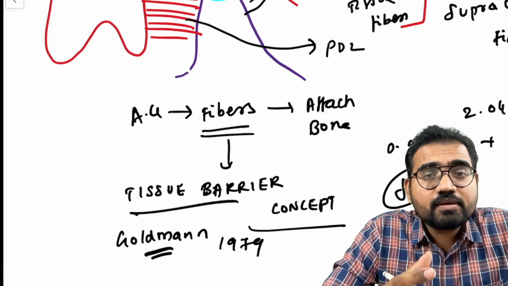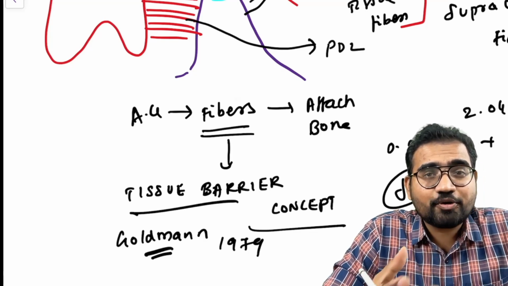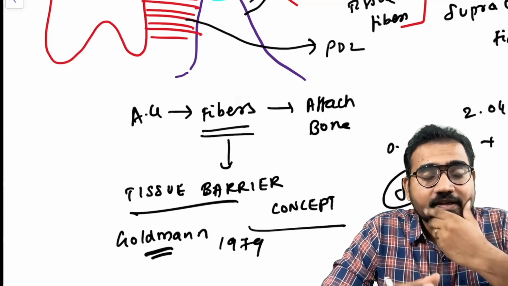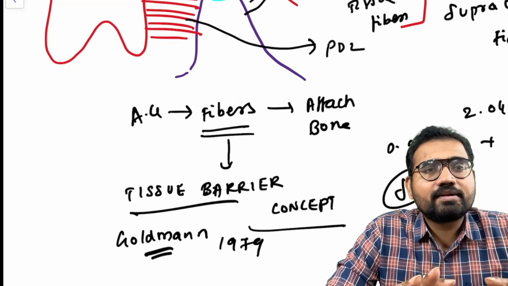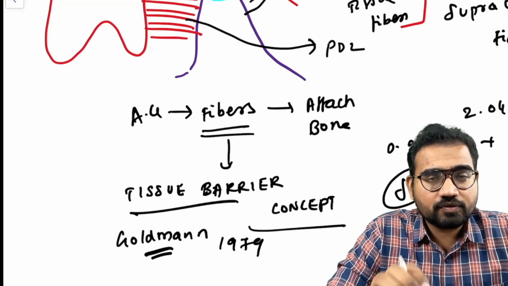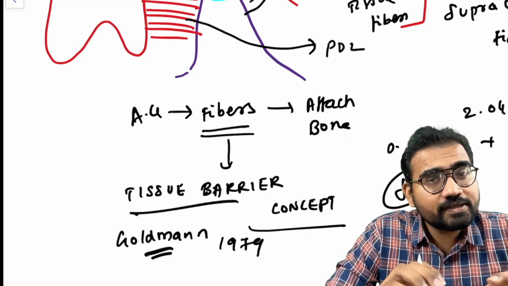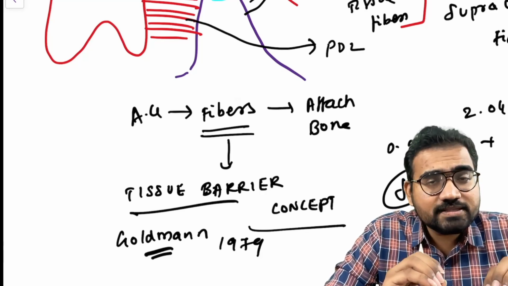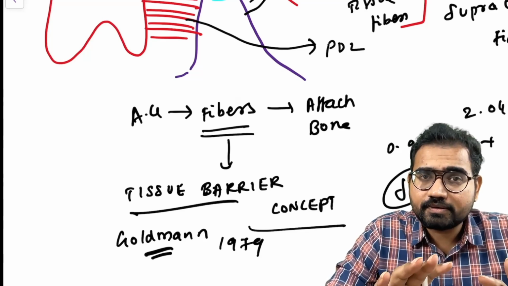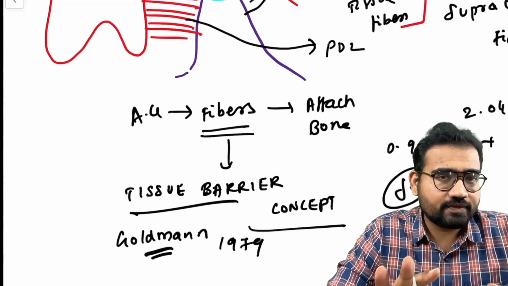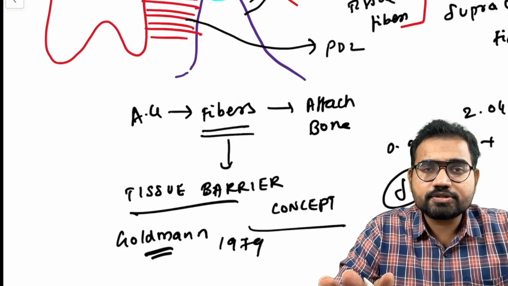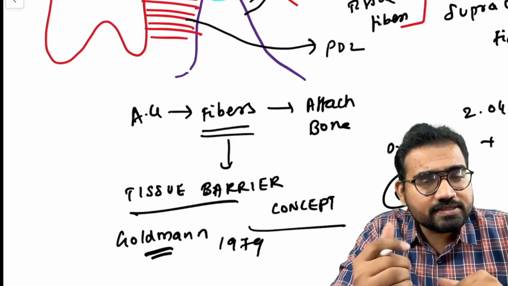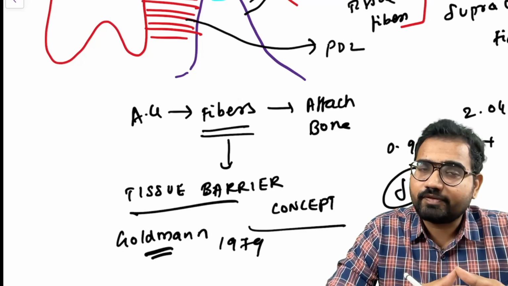It is very well said that whenever there is a pocket formation, there is going to be a destruction of collagen fibers. So there is going to be loosening of the collagen fibers. So a loosened collagen fiber or loosened connective tissue will easily permit the entry of the bacteria compared to dense collagen fibers. This is where the whole concept of tissue barrier comes in. So the tissue barrier concept is the one that says that collagen fibers are extremely resistant to inflammation.